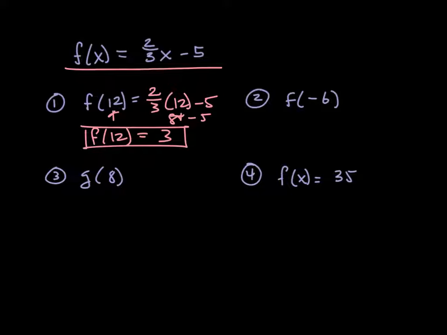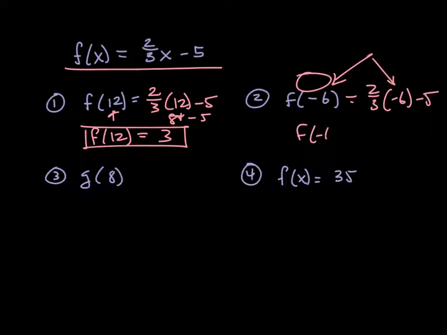Continuing on. f of negative 6 is equivalent to, again, 2/3 times negative 6 minus 5. Again, in the first row, you should note that these two things are going to match. Thereafter, this side is the placeholder, so f of negative 6 equals, and this side is going to be the calculating side. So 2/3 of negative 6 is negative 4. Negative 4 minus 5 is negative 9.